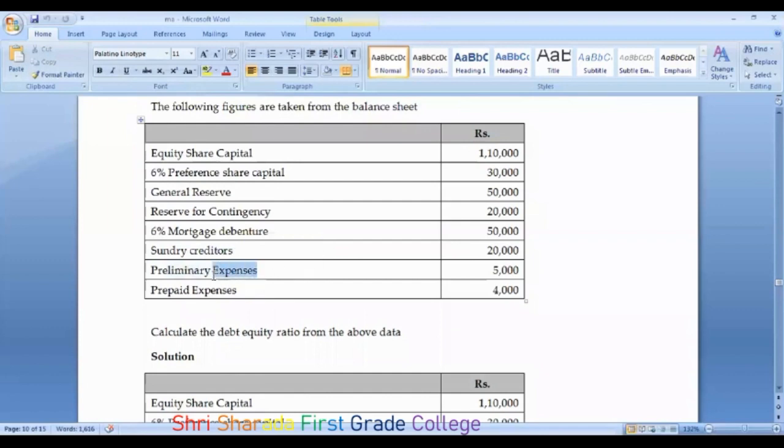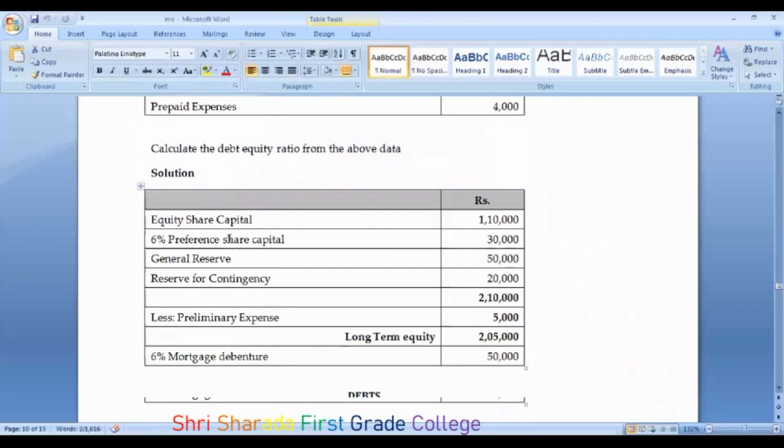And whenever there are any losses incurred, such as preliminary expenses, what is it? It is a kind of expenditure which is met before establishing any business. So it is a kind of loss, and that should be deducted out of the equity. Now we shall see. Equity share capital is given, 6% preference share capital, general reserves, reserve for contingency. All these come under the equity.